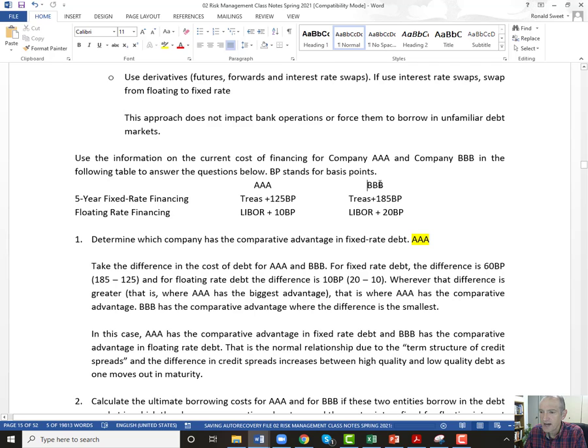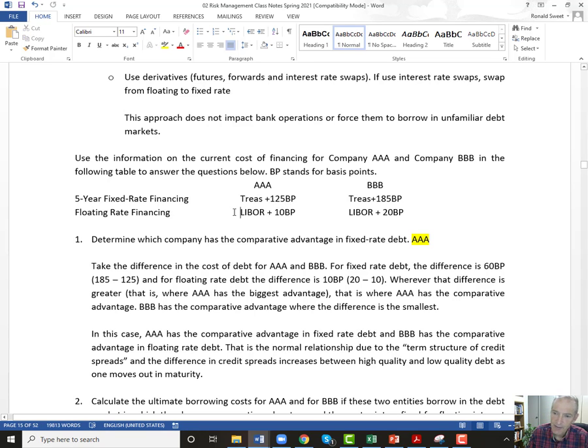BBB, because they're not as high credit quality, they could lock in that 5 year at Treasuries plus 1.85%. So at Treasuries are 3%, they could lock in a 4.85% rate. Fixed for 5 years. It would never change. If AAA borrow floating, they could borrow at LIBOR plus 10.